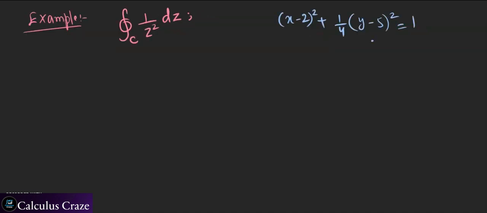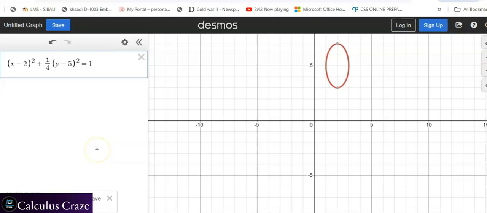Let's work out this example. We want to find the integral over a simple closed contour of the function 1 over z square, where the simple closed contour is given by this ellipse. We can plot this and see how it looks. This is an ellipse having the major axis vertical. So this one over here is an ellipse, right?